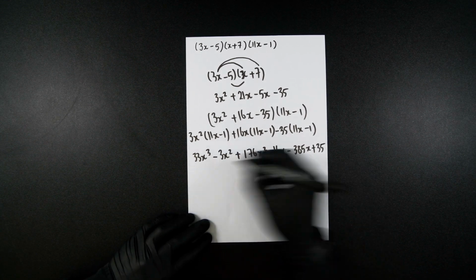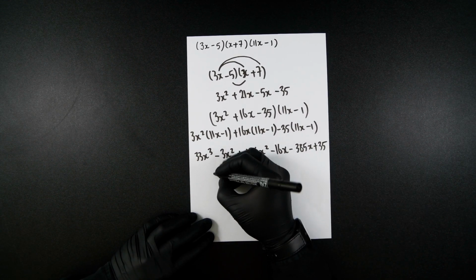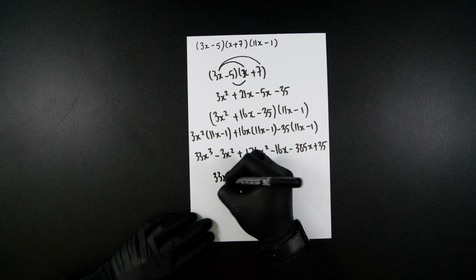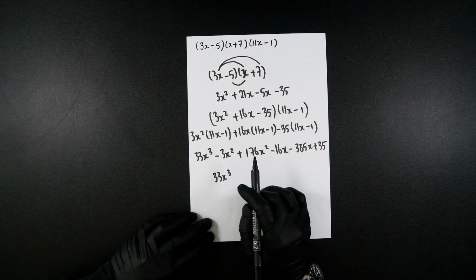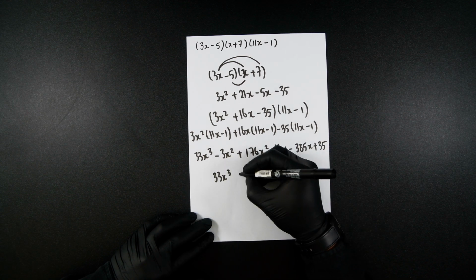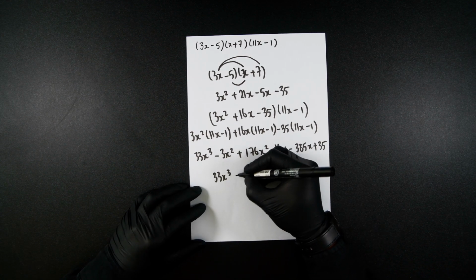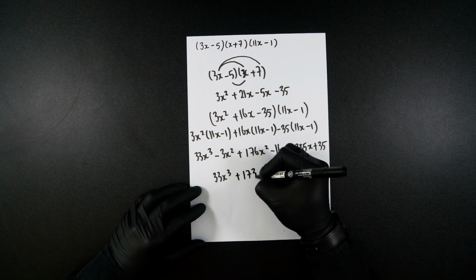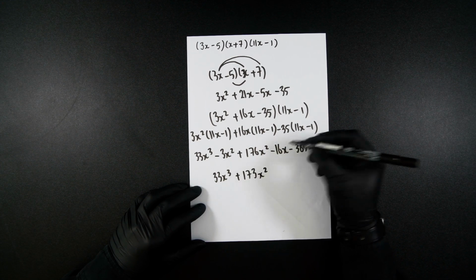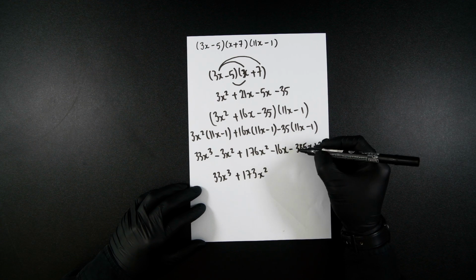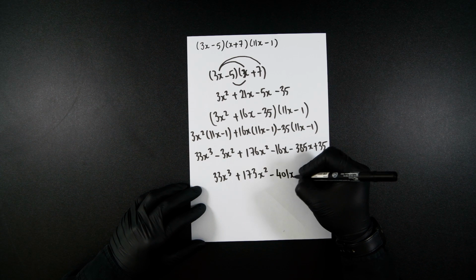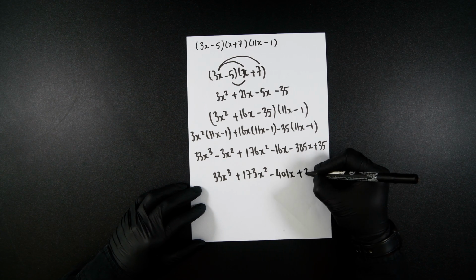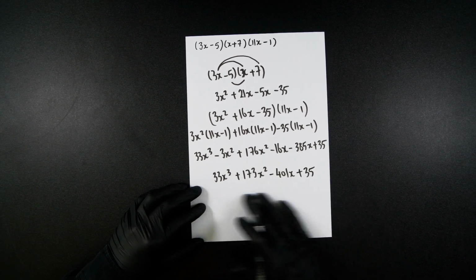We clean this up. There's no other x cubed terms, so we're going to get 33x cubed. There's two x squared terms, so minus 3 plus 176 is going to be a positive 173x squared. We have two x terms, minus 16 minus 385, which is minus 401x. And then finally, we have a 35. That's it done.